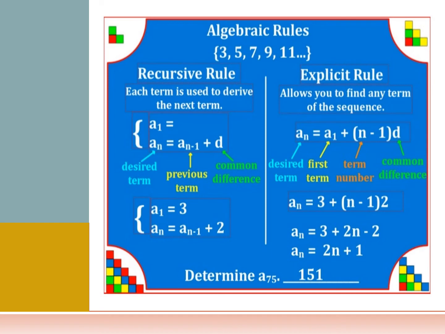If we want to determine a75 using the explicit rule, substitute: a75 equals 3 plus 75 minus 1, which is 74, times 2, which is 148, plus 3, which is 151. Okay, also we can use the formula an equals dn plus the difference between the first term and the second term.